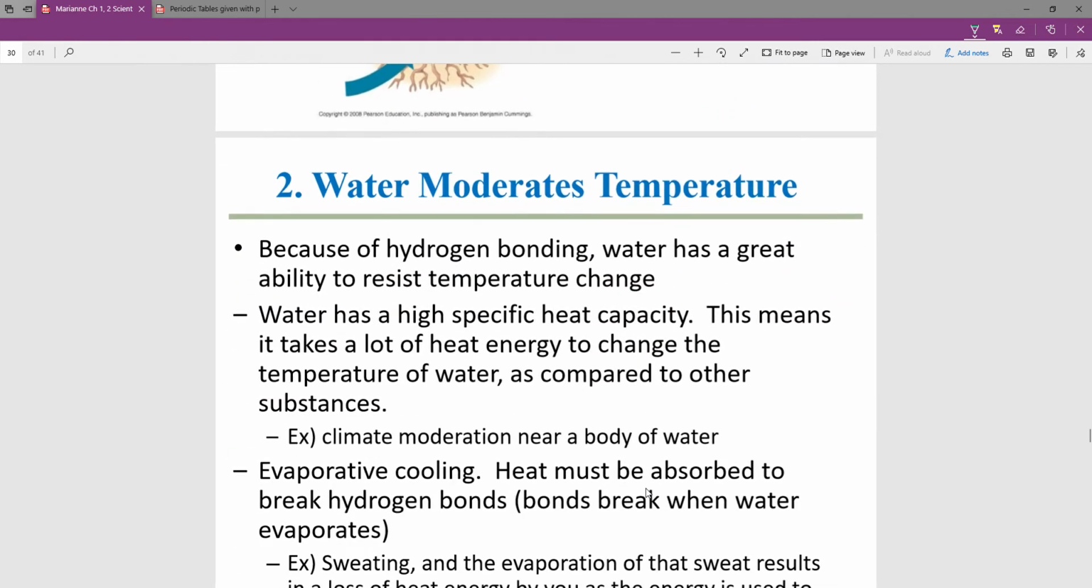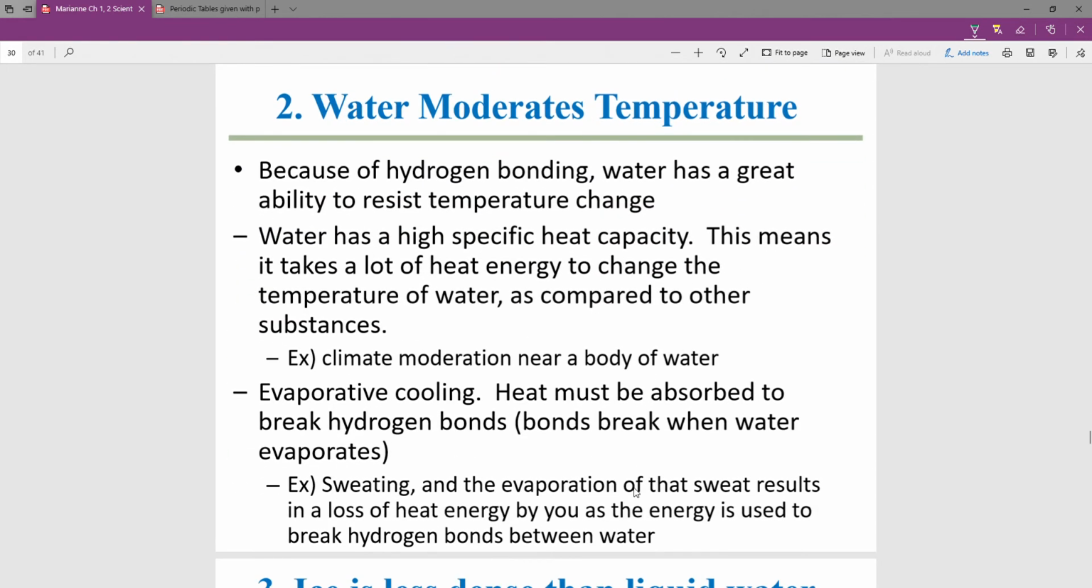Okay. The second characteristic that's key here is that water moderates temperature. And I think living on Kootenay Lake or a lot of the water bodies in this area, you are highly aware of how long it takes for the water to warm up. The reason for that, the air is going to heat up much faster than the water because water has a high specific heat capacity. What that means is that it takes a lot of heat energy to actually bring the temperature of water up as compared to other substances. And so there is this moderating effect of living near a body of water.